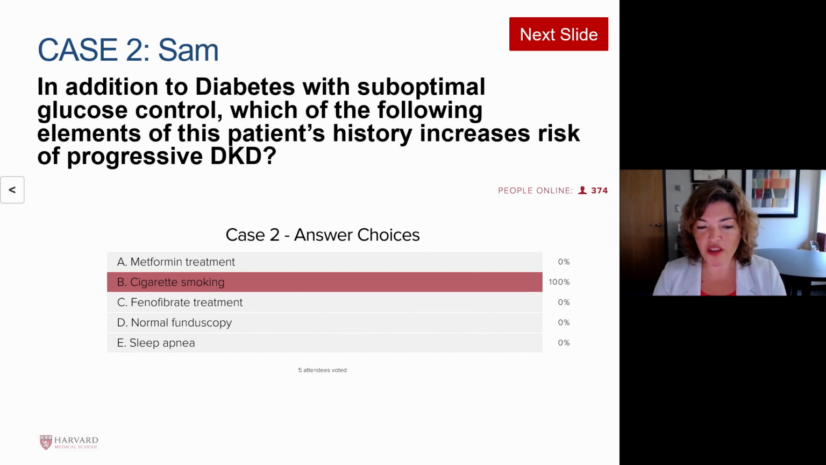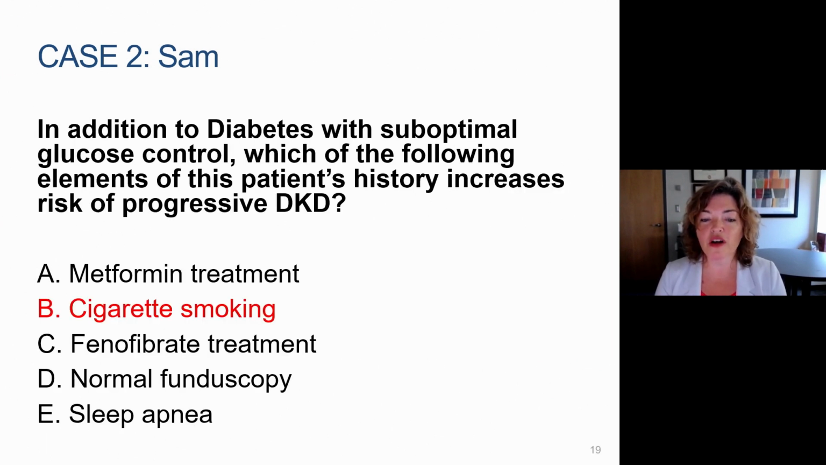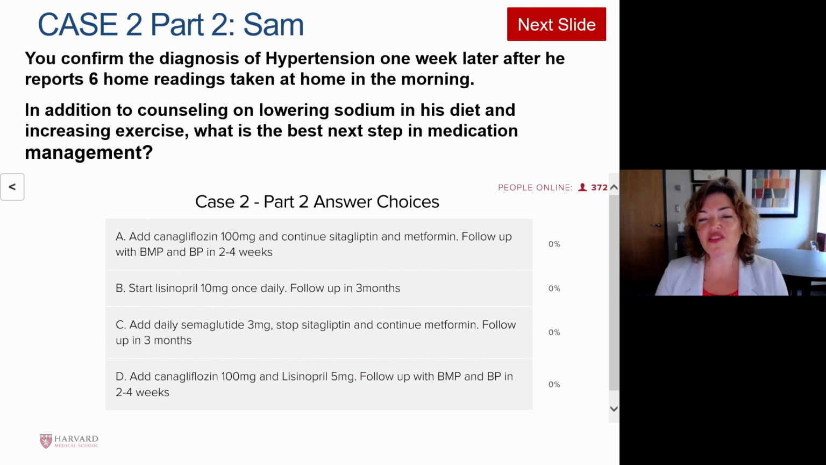So I think we're just going to go right through. Cigarette smoking is really, really important to identify and treat. Excellent. So now, once you talk about that, we have to decide what to do as next steps for him. This young guy with an A1C over 8.